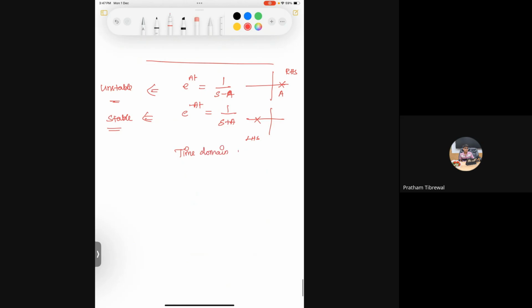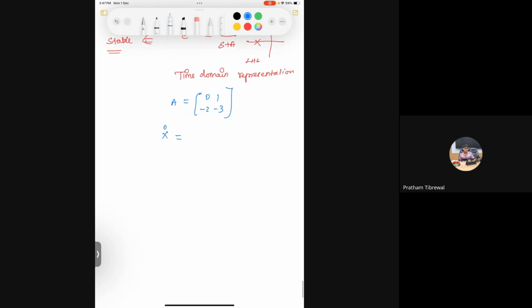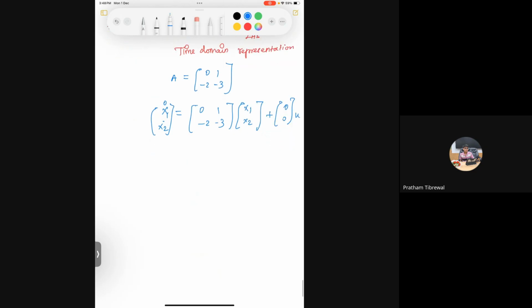How can we do the same thing using the state space representation? Only the state space representation. I don't want to find the time domain representation. For example, if I have a system with A equal to [0, 1; -2, -3], my representation is x dot equal to [0, 1; -2, -3] times [x1, x2] plus [0, 0] into u. There is no input. I'm not going to consider anything for the input.